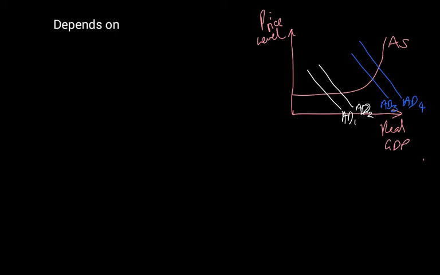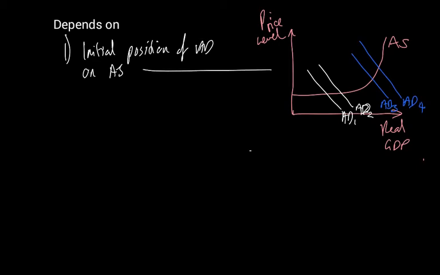So what does it depend on? Well, first and foremost, in terms of the way you should think about evaluating this in an exam, it depends on the initial position of AD on AS. And if we have a look at the diagram over here, you can see what I mean by that. So if we look at two examples here, I've tried to draw it as best I can on the screen here, with a similarly sized increase in aggregate demand. So AD to AD1 and AD3 to AD4.